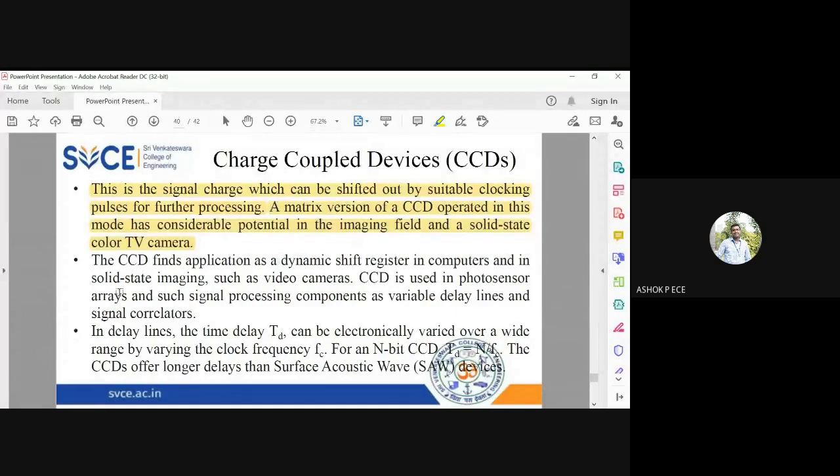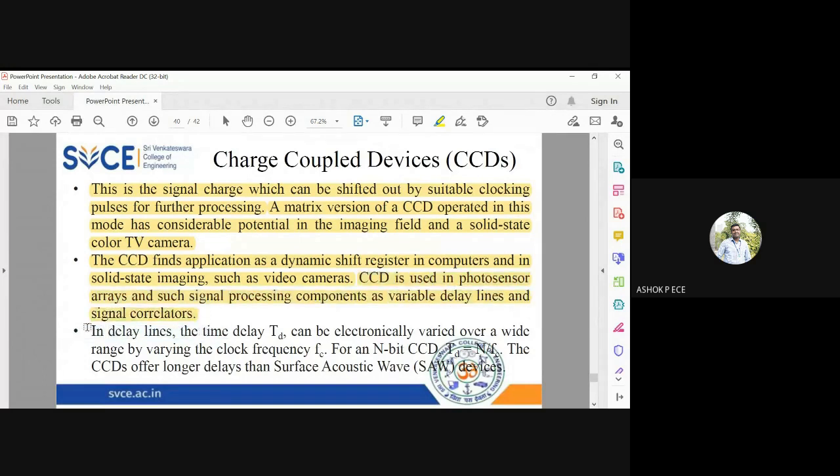Mainly the CCD is used in memory devices, in computers, in cameras, where you need to capture something and store it immediately. Those places the CCD is going to find a very good application. CCD is also used in photosensor arrays such as color signal processing elements, variable signal delay lines, and signal correlators. So other applications of CCDs are given here.